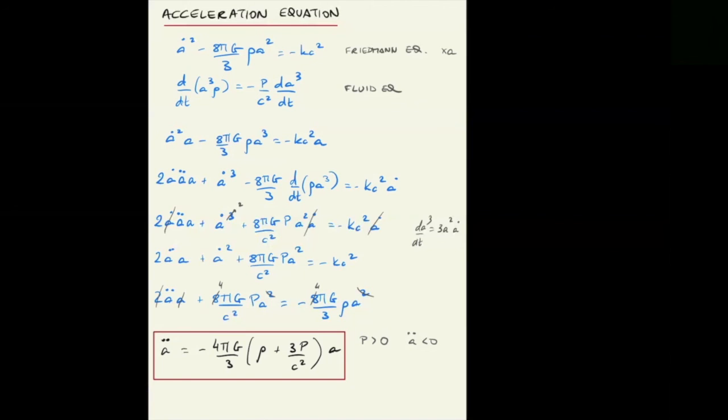Now, this equation also shows a way to have a positive acceleration. You would either have negative density, which is non-physical, or you would have a negative pressure. If there is a fluid that exerts negative pressure, this fluid would lead to a positive acceleration. So we see here how we can interpret the observation that the universe is accelerating. That would be the case if there is a component in the universe that we have been ignoring that has negative pressure.